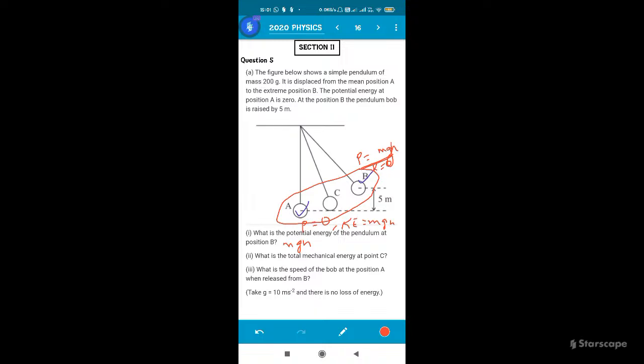So let us find out the value. 200 by 1000, into, we have to take the value of g as 10, it has been mentioned, into h. h is 5, it has been given. So the answer is 10 joule. So the answer of the first question is 10 joule. This is the potential energy of the pendulum at point B.